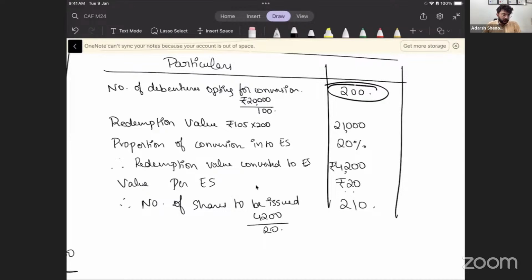I hope you have understood. Very simple calculations. First, you have to calculate how many debentures have agreed for conversion. Then you have to calculate the redemption value of such debentures. After that, multiply by the percentage we are converting. To find how many equity shares we are issuing, take the market value and divide. You get the number of equity shares to be issued.